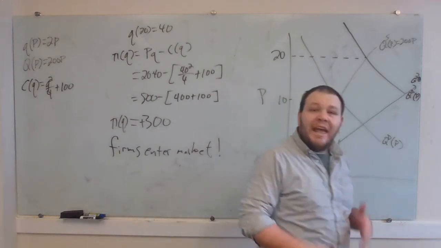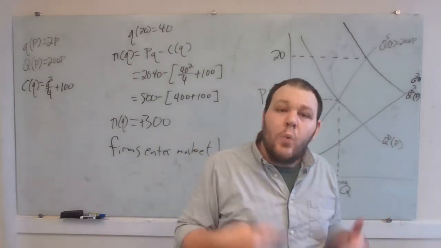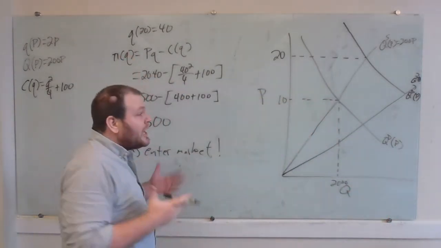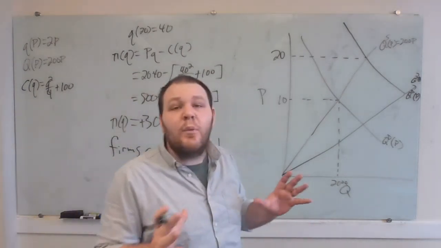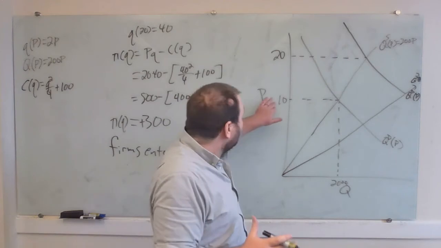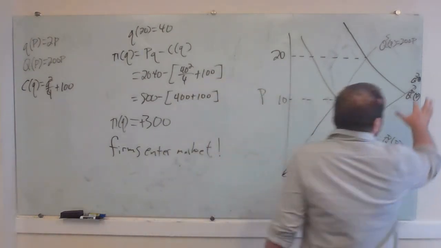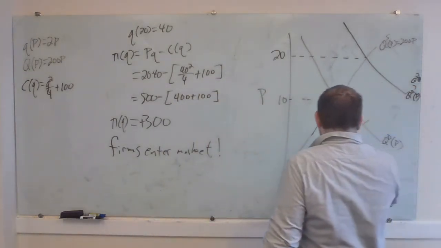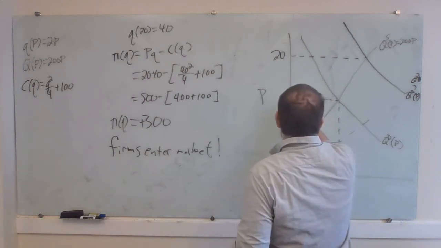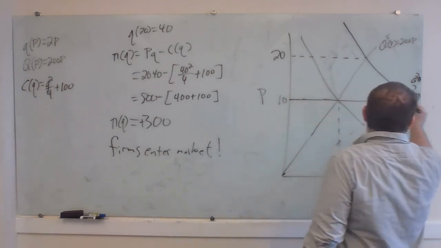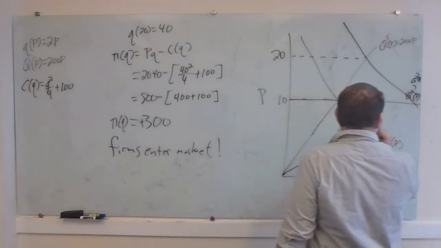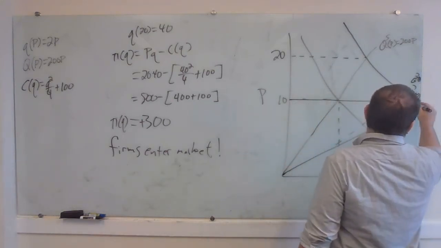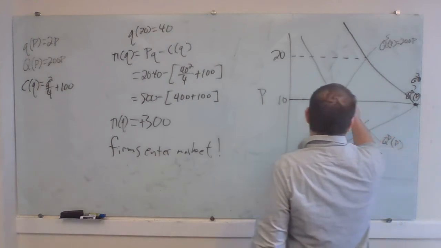How far is it going to push it? How many firms are going to enter? Well, we know that if nothing else changes in this story, firms are going to end up breaking even, meaning they're not going to want to enter or exit, only when the price is equal to 10. So this is going to keep moving out until we have a price of 10 at our new demand curve. So we're going to have a new point like this.